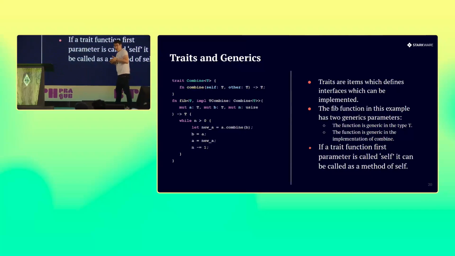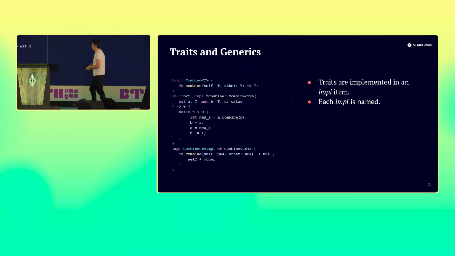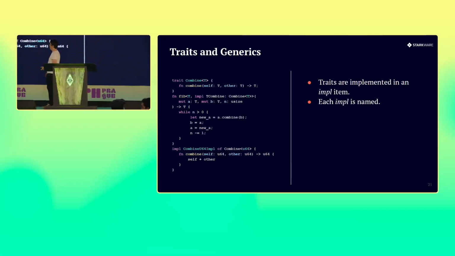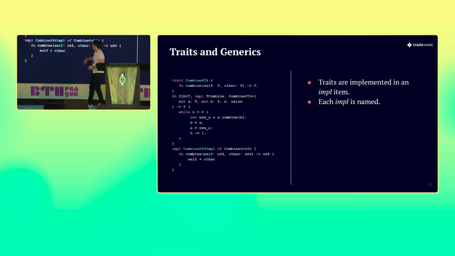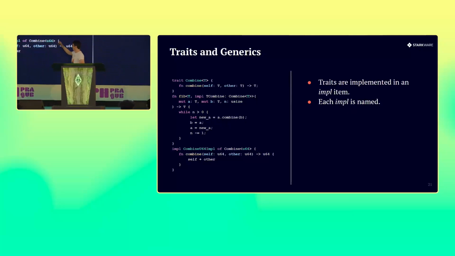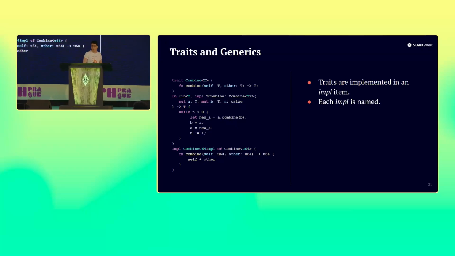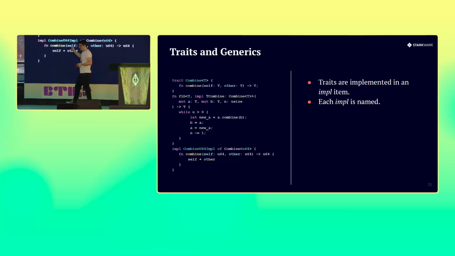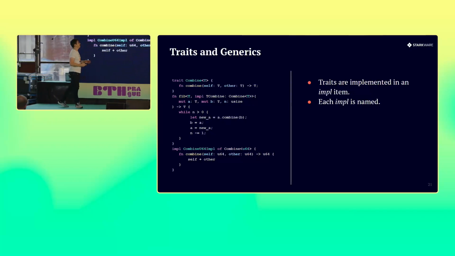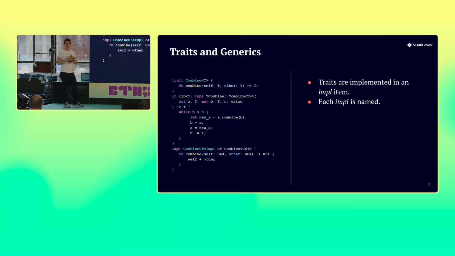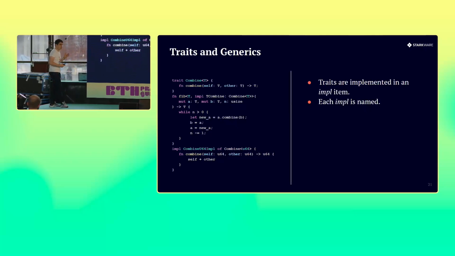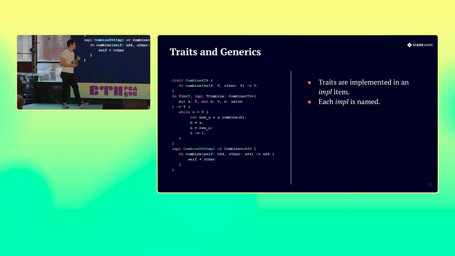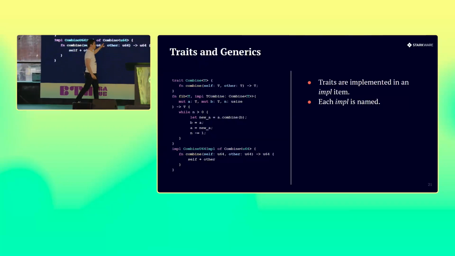How can we implement a trait? Well, it's simple. We just add an impl, with some name, combine u64, of the trait combine with u64 as a generic parameter, and we do self plus other. Now, you ask yourself, do I need to define which impl I want to use everywhere? No. If you create an instance of fib that we infer uses the type u64, we will infer also that we need to use the combine u64.